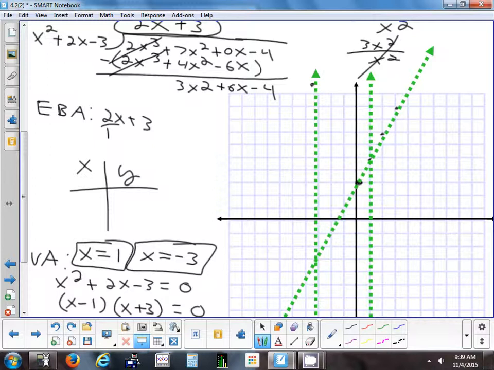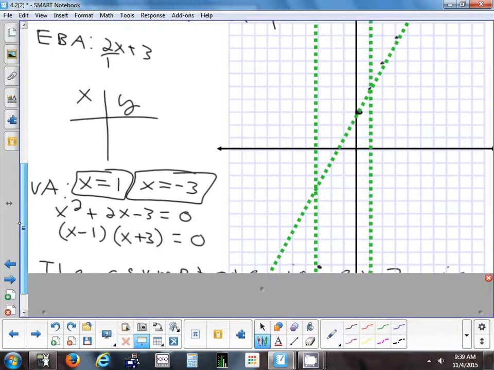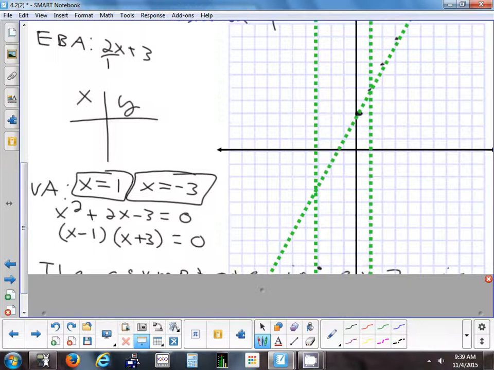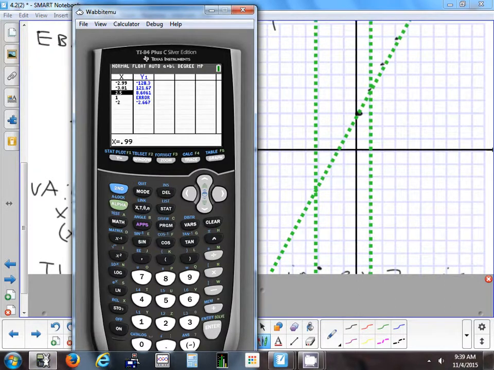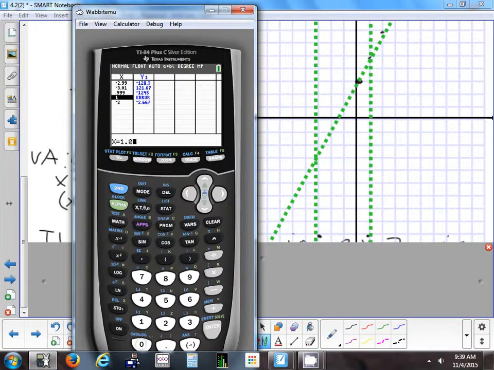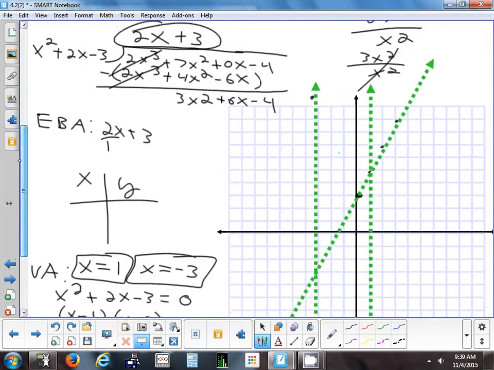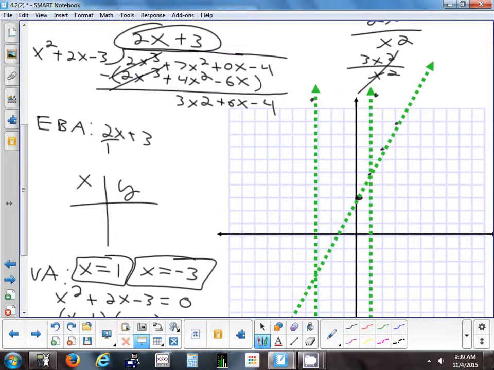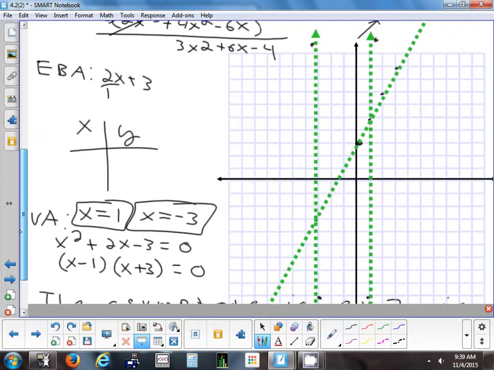All right, let's check 0.99. My guess is that's going to be as low as you can go. Yep, so that's way down here. And let's check on the other side, 1.01. That's as high as you can go. All right, so I have an idea of what's kind of happening here.